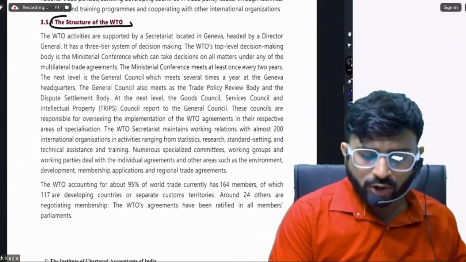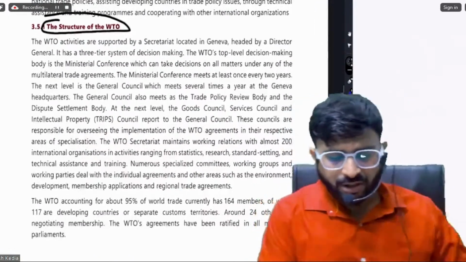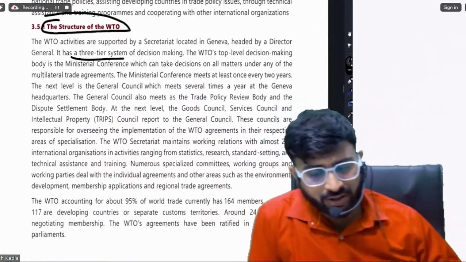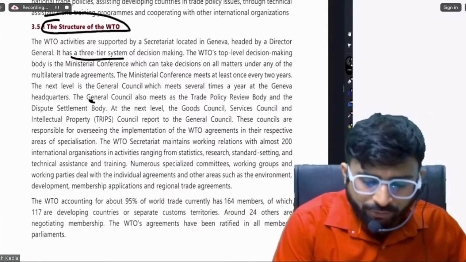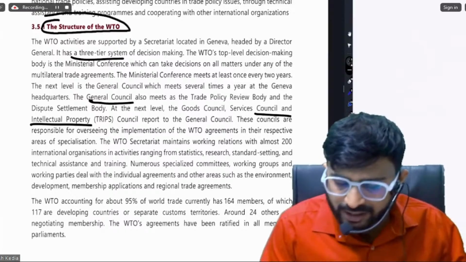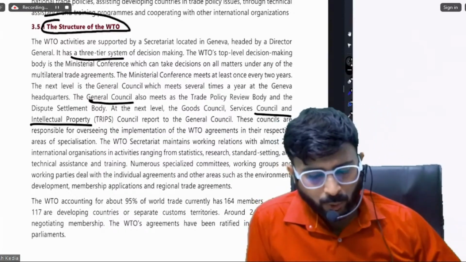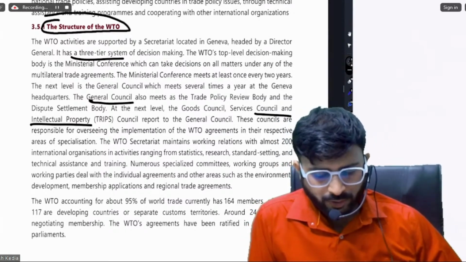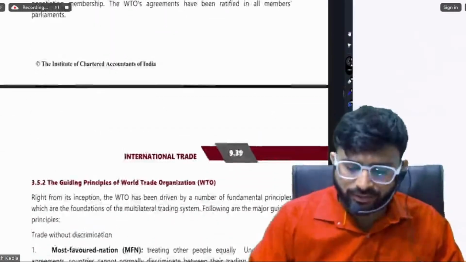This is the structure of the top WTO that we have discussed, where we talked about the three-tier system of decision making. Yes or no? We talked about the General Council. Yes or no? We talked about TRIPS, trade-related intellectual property. Yes or no? Yes, sir. We understand this.